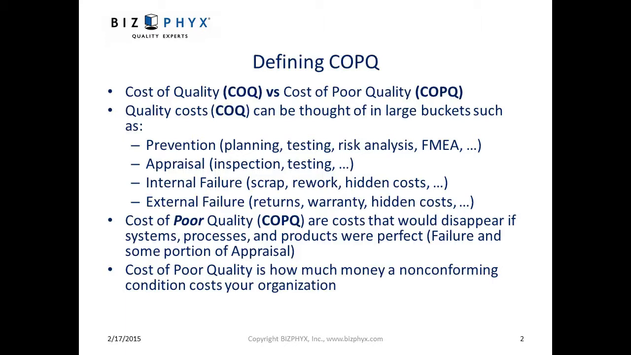External failure occurs when the failure impacts your customer directly. That would include returns, warranty, and again, some hidden costs. So the costs of poor quality, which is what our focus is, are costs that would disappear if systems, processes, and products were perfect. That's hardware, software, and services. That includes failure costs and some portion of appraisal. Cost of poor quality is how much money a non-conforming condition costs your organization.